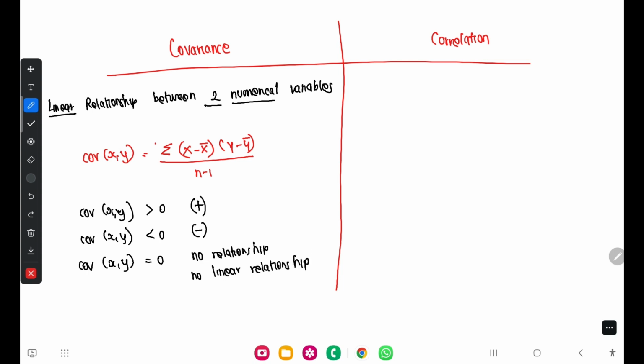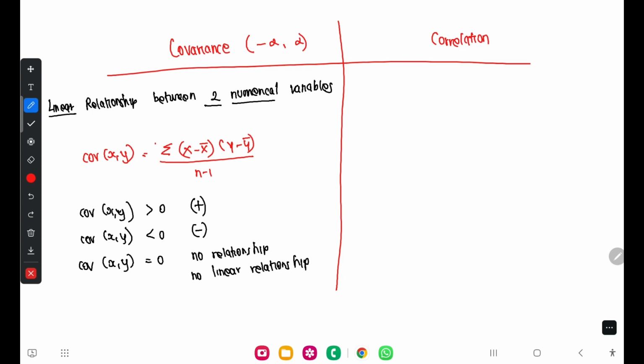Why is that? Because as I said before, covariance only measures linear relationship. So if the relationship between the two variables x and y is non-linear, although there is a relationship, the covariance will give a result of 0 for the same reason. It can't measure non-linear relationships. Another thing to keep in mind is that covariance can range from minus infinity to positive infinity.